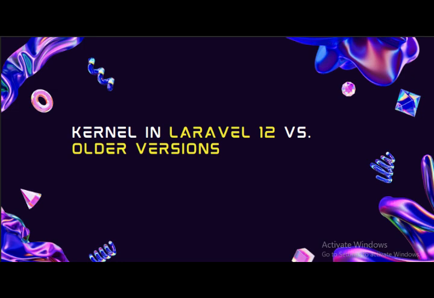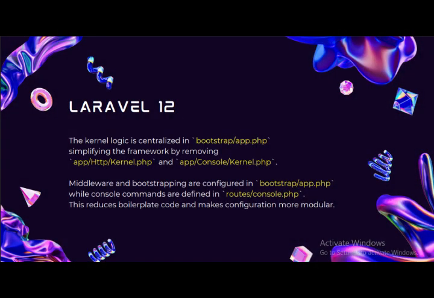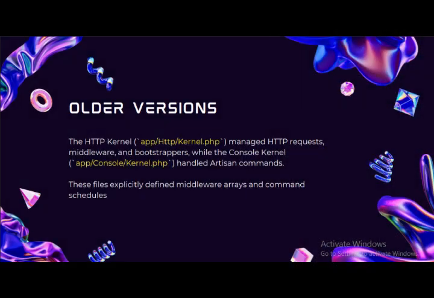Kernel in Laravel 12 versus older versions. In Laravel 12, the kernel logic is centralized in bootstrap/app.php, simplifying the framework by removing app/Http/Kernel.php and app/Console/Kernel.php. Middleware and bootstrapping are configured in bootstrap/app.php, while console commands are defined in routes/console.php. This reduces boilerplate code and makes configuration more modular. In older versions, the HTTP kernel, app/Http/Kernel.php, managed middleware and bootstrappers, while the console kernel, app/Console/Kernel.php, handled Artisan commands. These files explicitly defined middleware arrays and command schedules.